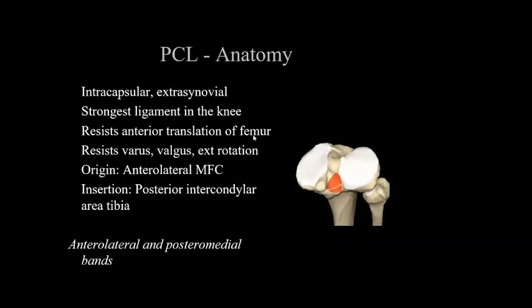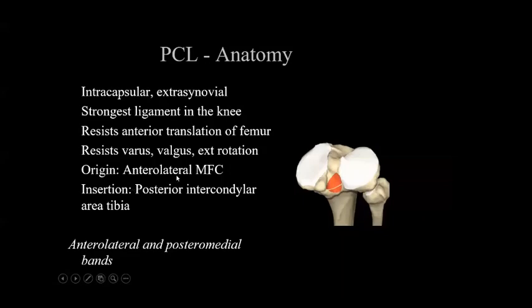Okay. PCL anatomy, similar to the ACL anatomy, as we said with the ACL, is intracapsular extrasynovial. Same thing applies to the PCL. It is actually the strongest ligament in the knee joint. It's stronger than the ACL. And it resists anterior translation of the femur or posterior translation of the tibia. Also resists valgus and varus mechanism of injury.